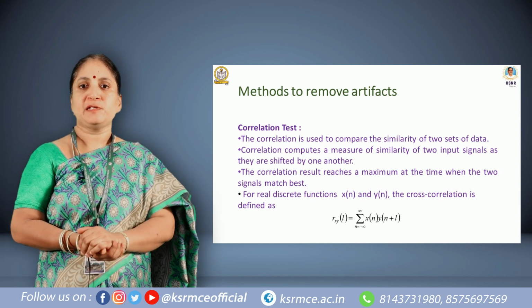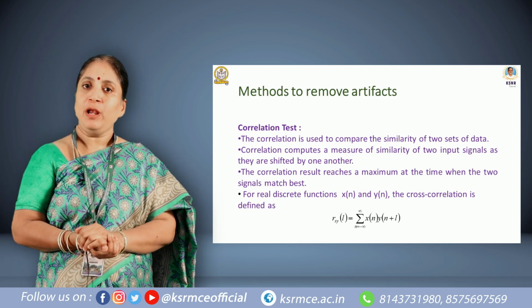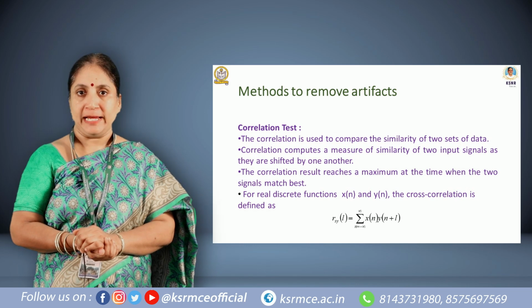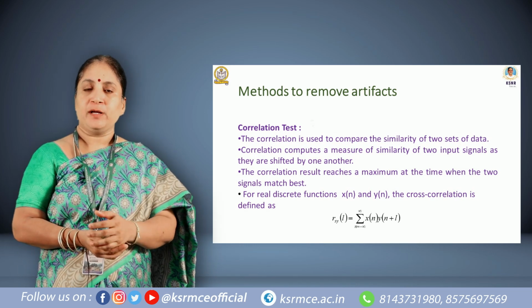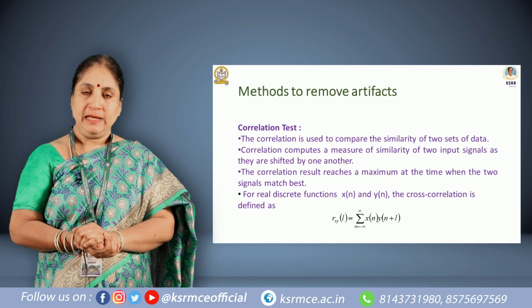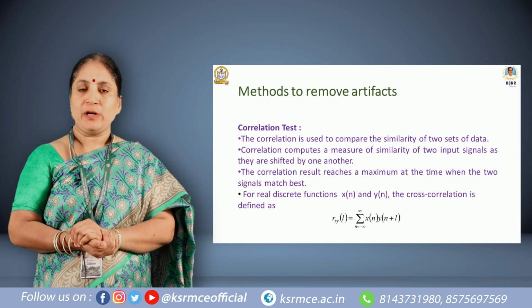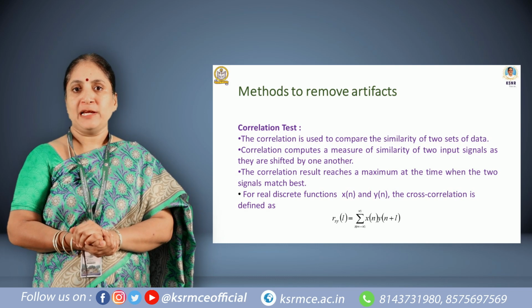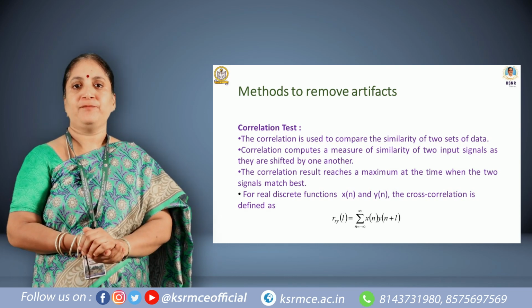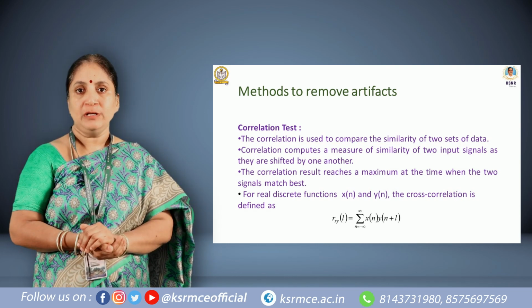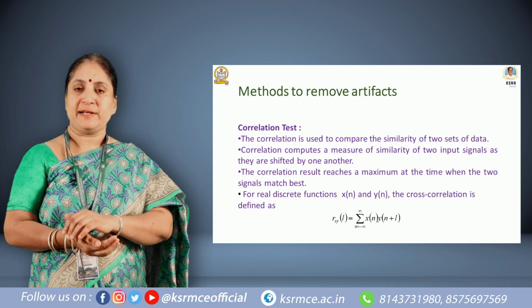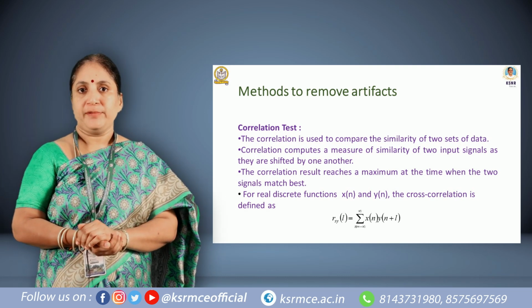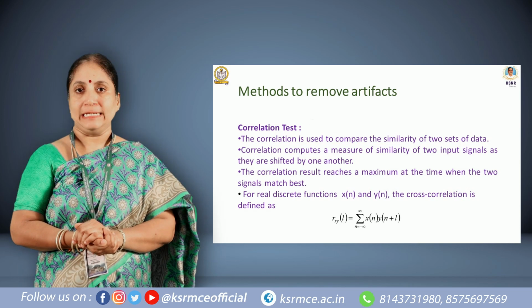If the correlation is more, it means the two signals resemble each other very closely. If the signals are different, then the correlation will be less. While measuring the visual evoked potentials, there is more correlation between the signal measured from one channel, that is from one electrode, and from the other channel, that is corresponding to the other electrodes. The two signals are highly correlated.